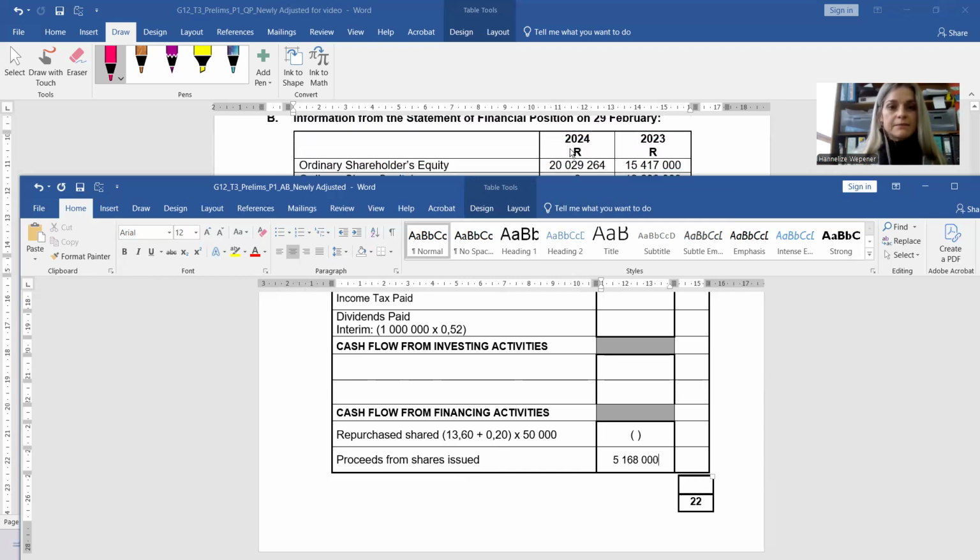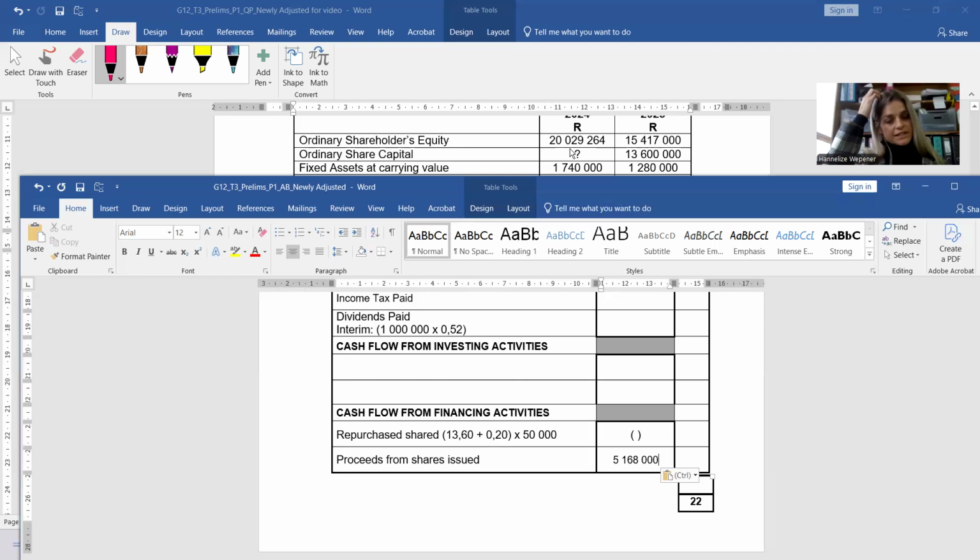Right. So next up, we have our ordinary shareholders' equity. That consists of our ordinary share capital and our retained income. We have already used our ordinary share capital within our cash flow statement, so we're not going to use that again. With regards to the retained income, also not relevant to the cash flow statement, because that is just us looking at the income that we kept within our company that we retained for future growth or future usage. So it's not your cash inflows and cash outflows.